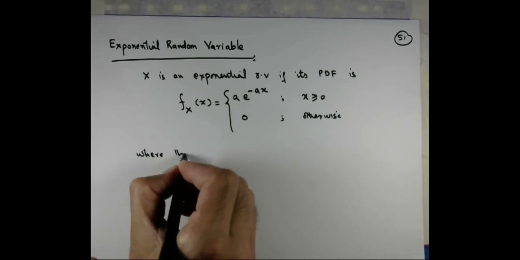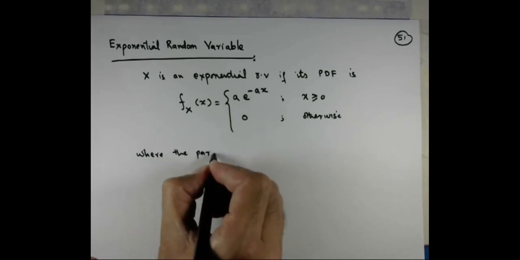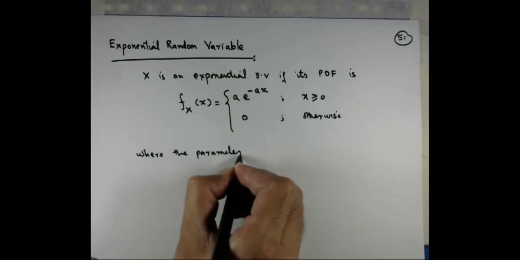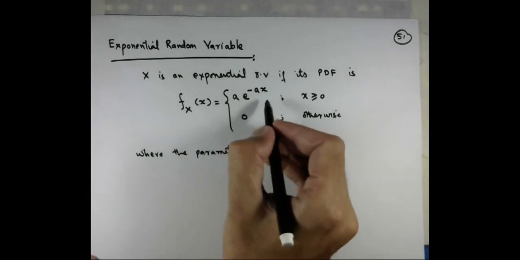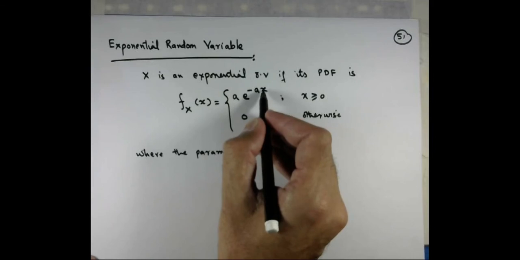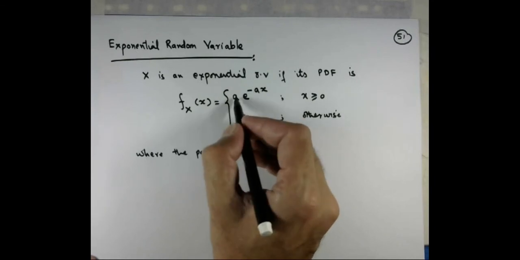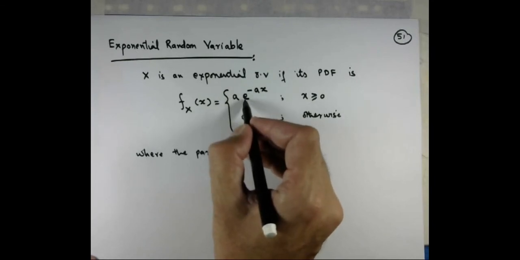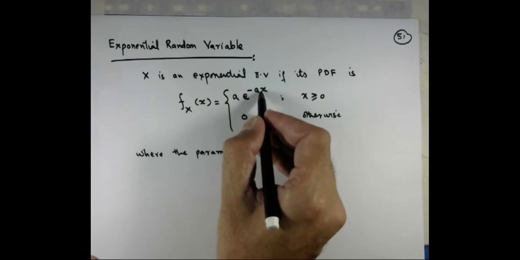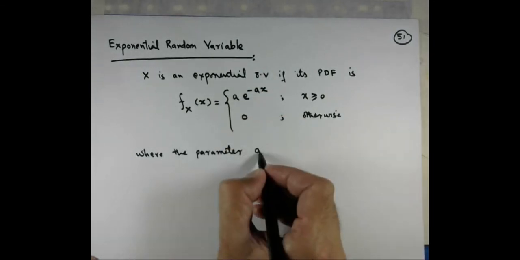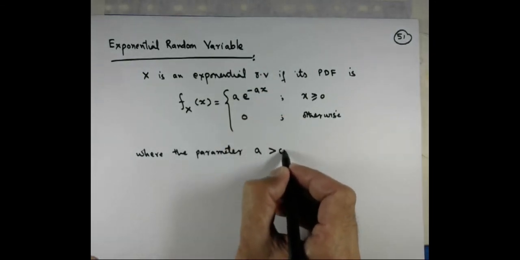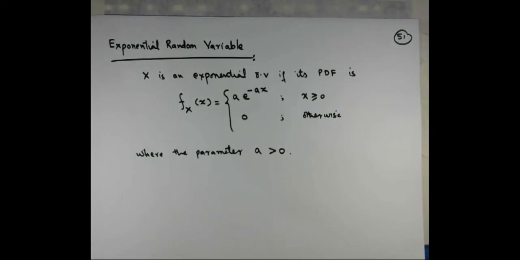Where the parameter, here you see there is just one parameter and that is a, because other than this parameter it is either the constant e or the variable x. So the parameter a has to be greater than 0.